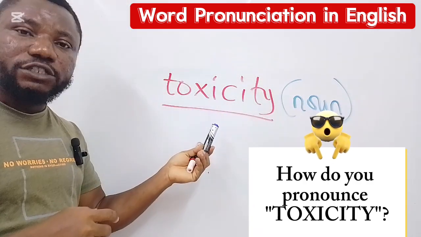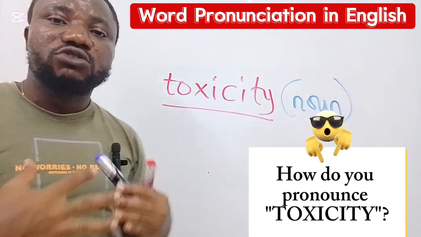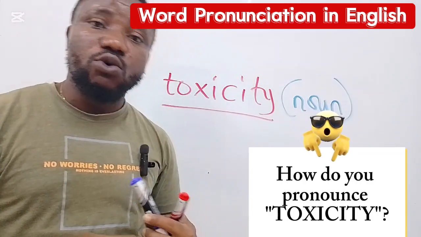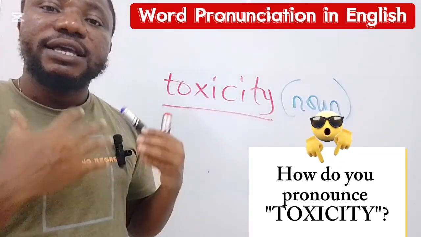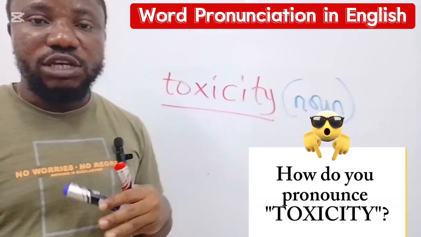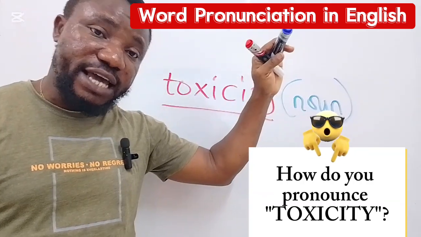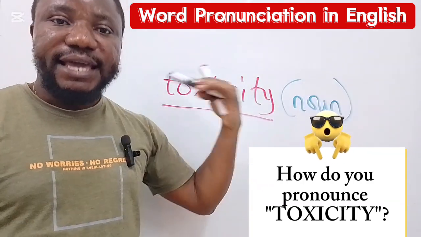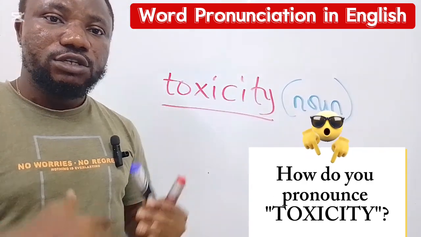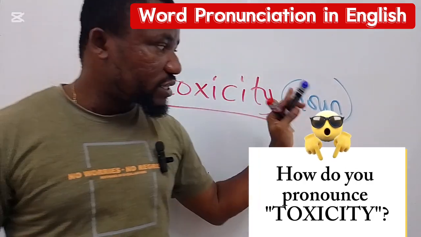So, what does this word mean, first of all? This word is a noun that refers to the degree to which something, a substance, or a person, or a behavior can or may be poisonous or may be harmful to another human, to an animal, or to the environment. So this word is the degree to which something can be harmful, can be hazardous, can be poisonous to the environment, to a person, to animals. That is what this word means.